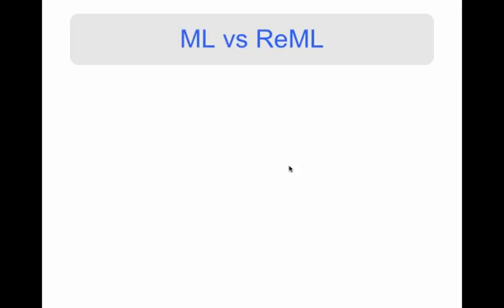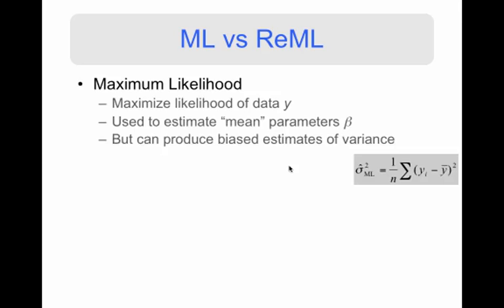So what's the difference between ML and REML? Well, maximum likelihood maximizes the likelihood of the data y, and so it can be used to estimate mean parameters such as beta. However, it can provide biased estimates of the variance. For example, let's say that I wanted to estimate the population variance of everyone taking this Coursera class. I could take a sample of students taking the class, y1, y2 up to yn, and then take the yi's minus y bar squared, sum them up and multiply by 1 over n. That would be the maximum likelihood estimate of the variance. However, that will give a biased estimate of the variance.